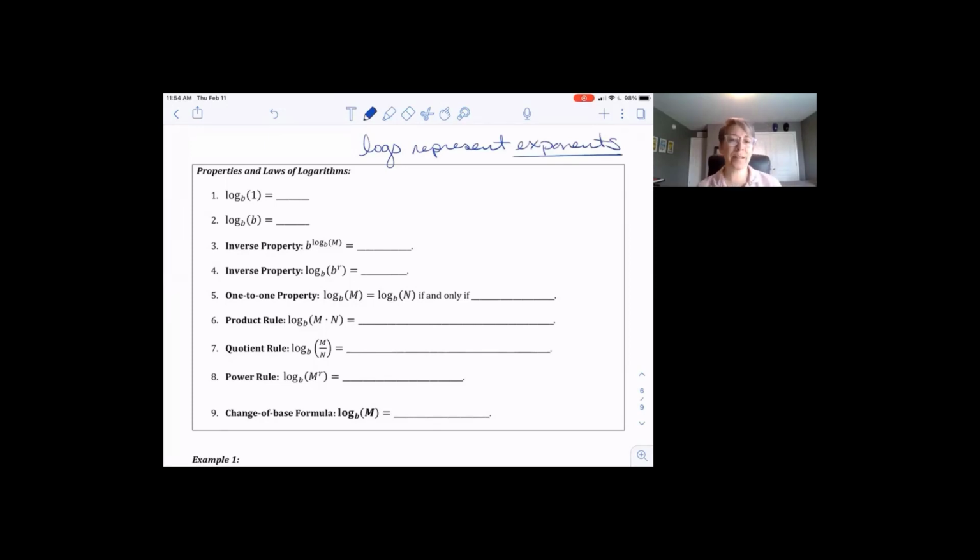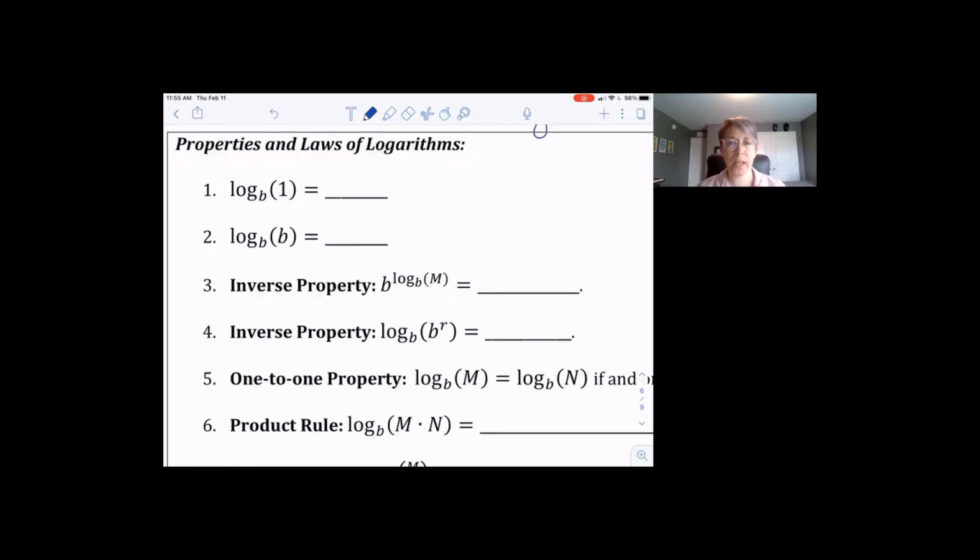Remember in the last section, we talked about how logs represent exponents. So when we're talking about these properties, they're going to follow along some of the exponent rules that we already know. Some of these properties we've already alluded to in the previous section with our examples. Number one here, log of any arbitrary base b of an argument of 1 will always be 0. That's because anything to the 0 power is 1. If the base and the argument are the same, that will equal 1. That is because any number to the power of 1 is itself.